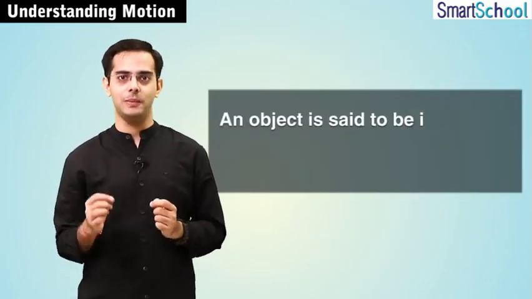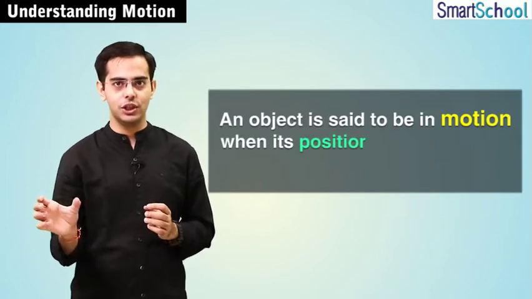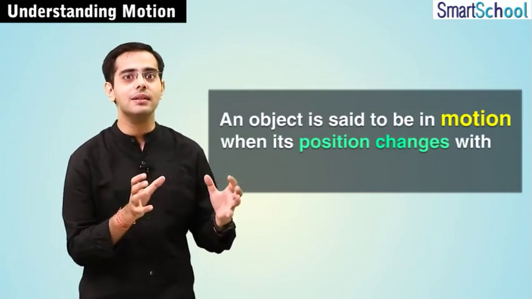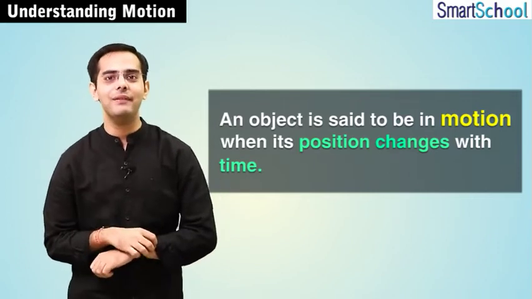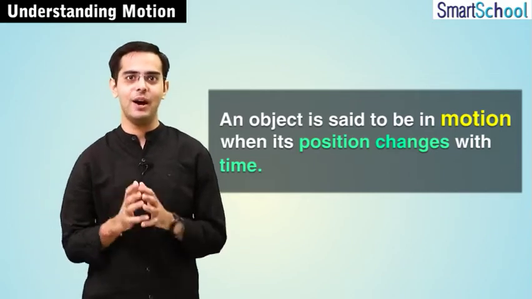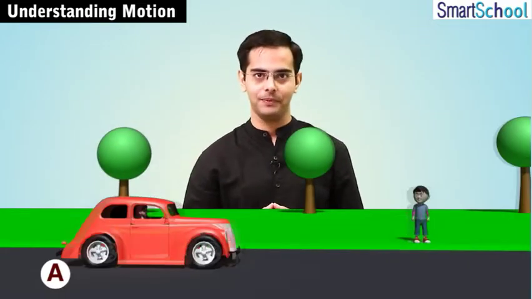Right. Now, I have a question for you all. How do you normally perceive an object to be in motion? When do you say that the object is in motion? Okay, so an object is said to be in motion when its position changes with what? With time, right. So when we say that the object was there, but now it is not there, say the car is initially at position A, but now it is not at the same position, it has moved.